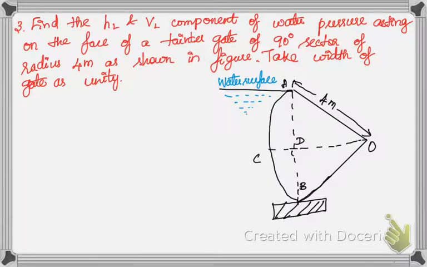So today we are going to see about curved surface, that is forces on curved surface that is submerged in a liquid, and we are going to solve some of the problems. So the first problem is: find the horizontal and vertical component of water pressure acting on the face of a Tainter gate of 90 degree sector of radius 4 meter as shown in figure. Take width of gate as unity. So this is what is given in the problem.